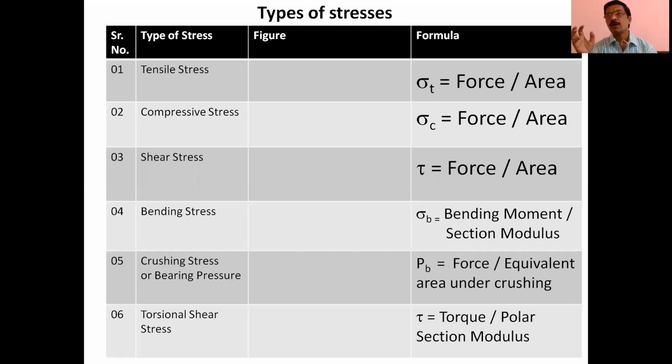Now, depending upon the direction of loading, we have different kinds of stresses. If you look at our presentation, you will find that there are mainly 6 types of stresses that we can observe: tensile stress, compressive stress, shear stress, bending stress, crushing stress. Crushing stress is also called bearing stress, and torsional shear stress. Let us see them one by one.